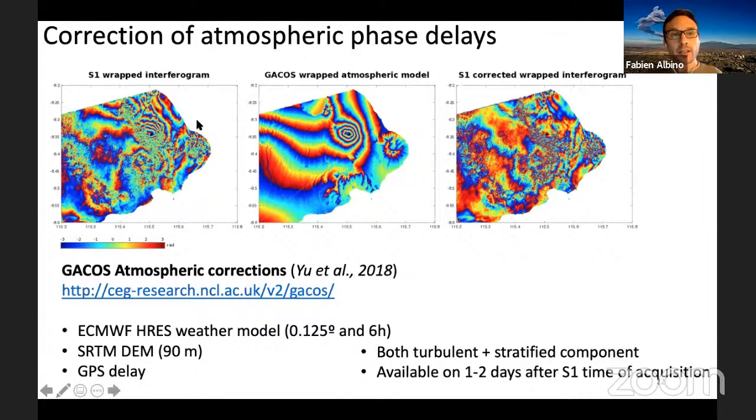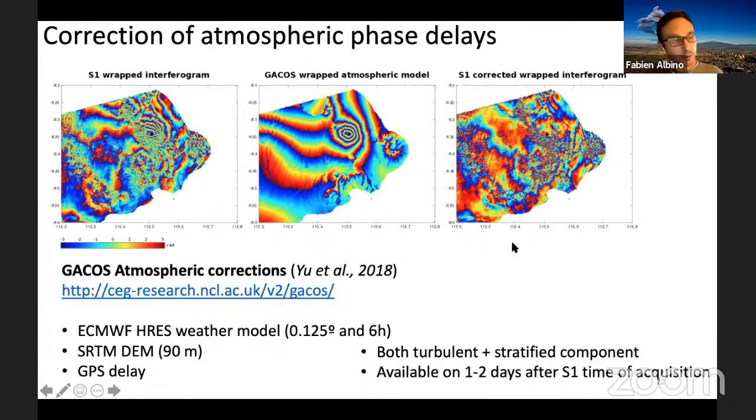Here you see an example of this, the same interferogram I showed you before: the raw interferogram on the left, the GACOS atmospheric model at the same acquisition time, and then the corrected interferogram on the right. You clearly see that these fringes we saw before on the summit were actually only atmospheric signal, and there is no remaining deformation when you correct them.